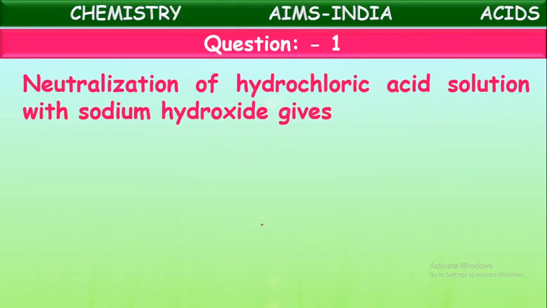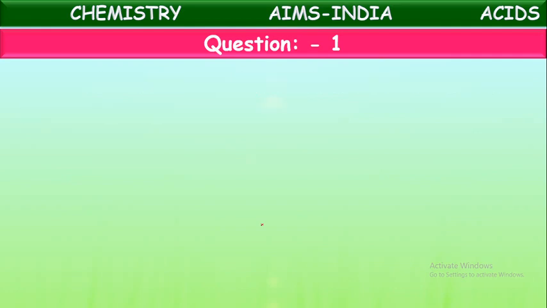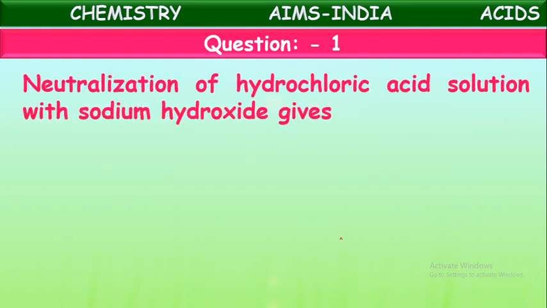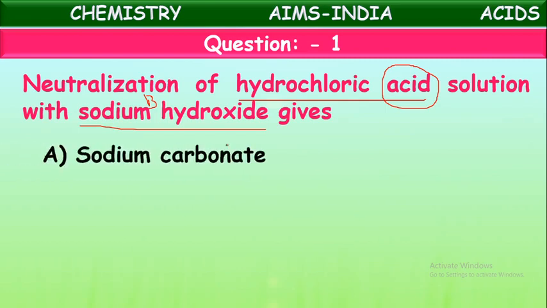First question: neutralization of hydrochloric acid solution with sodium hydroxide gives what? What are the substances given here? See, hydrochloric acid and sodium hydroxide. What are these two? It is an acid. And we know sodium hydroxide is a base. When an acid and base react, what do they give, children? Yes, they give salt and water.